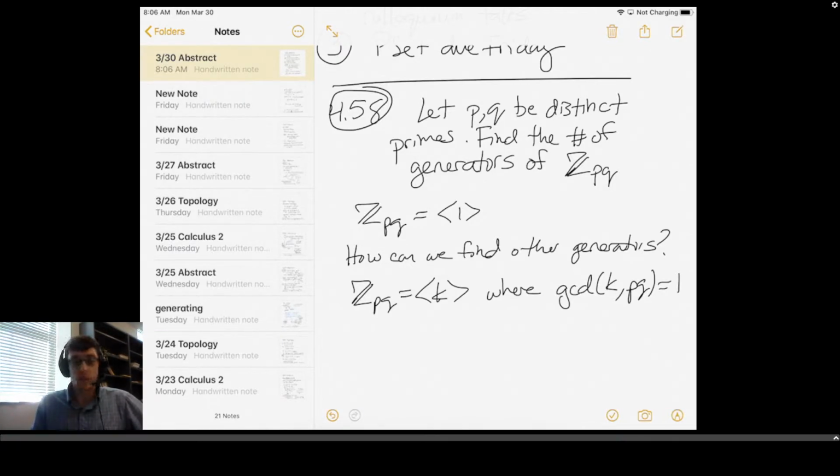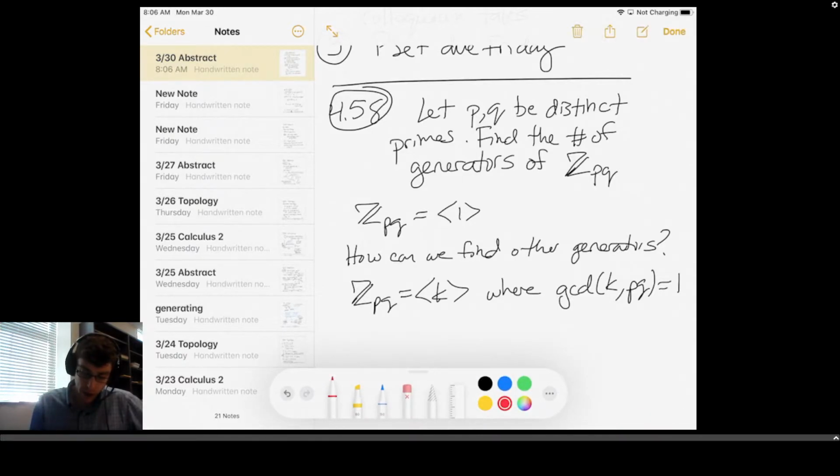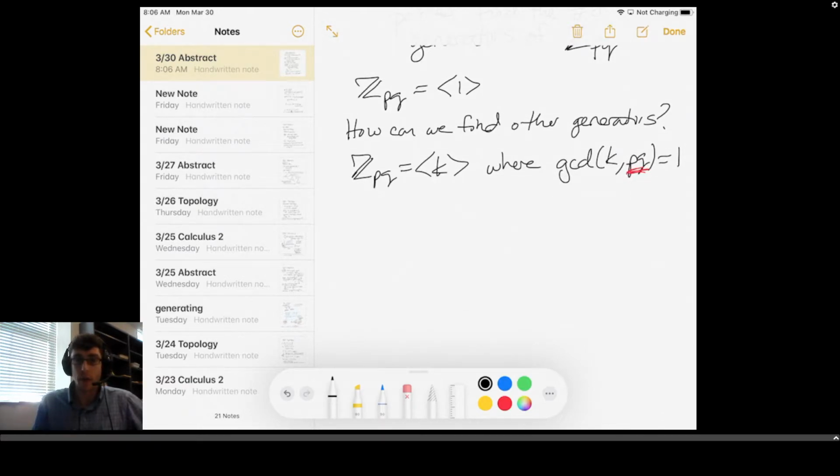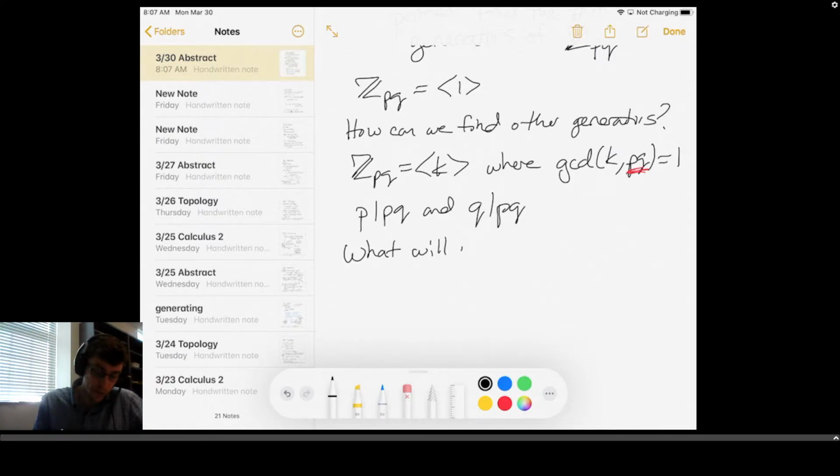And this is where it's important that we don't have a prime here, we have a product of primes. Is pq prime itself? No, right? It's divisible by p and it's divisible by q. So pq is most definitely not prime. So not everything inside there is going to generate, right? So what are you looking for? For me, it's actually easier to look for the things that do not generate as opposed to the things that do generate the group. So maybe a better question is, what will not generate Z_pq?